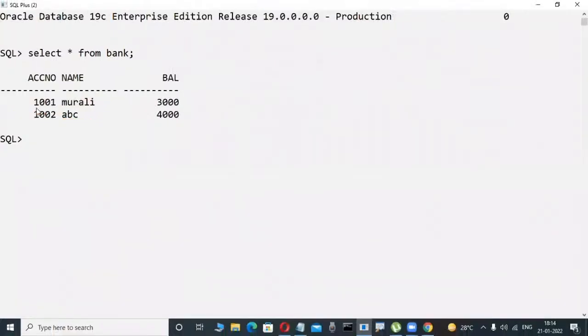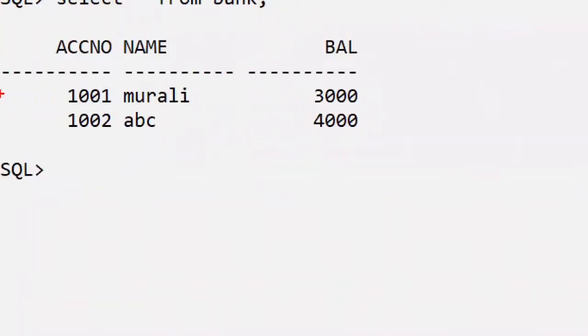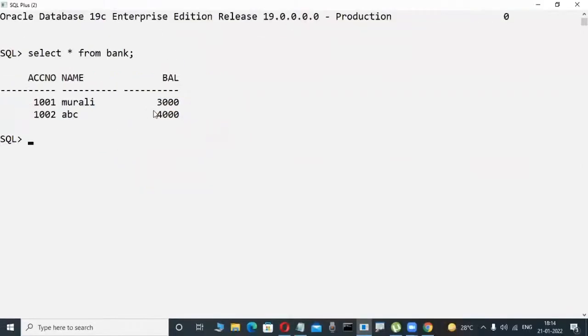Suppose this data, observe it for one minute. 1001 is an account number. My name is Murali, and I'm the account holder. My balance is how much? 3000. Observe here, my balance is 3000, for example. Now check out the scenario, slowly observe it.